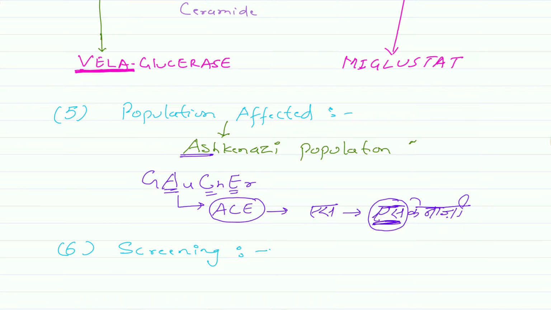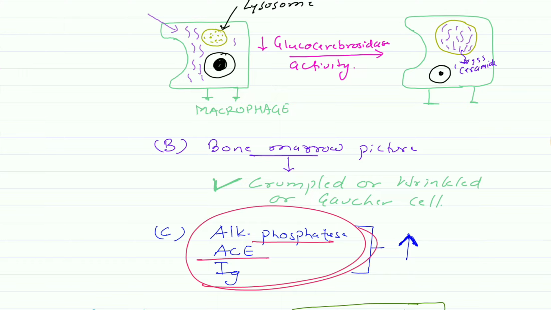Okay, then after treatment, the diagnosis part is also very easy and very simple. Just by the enzyme assay, by the bone marrow picture. In the bone marrow picture we will get the Gaucher cell, and in Gaucher disease the levels of alkaline phosphatase, angiotensin converting enzyme, and immunoglobulins are increased.